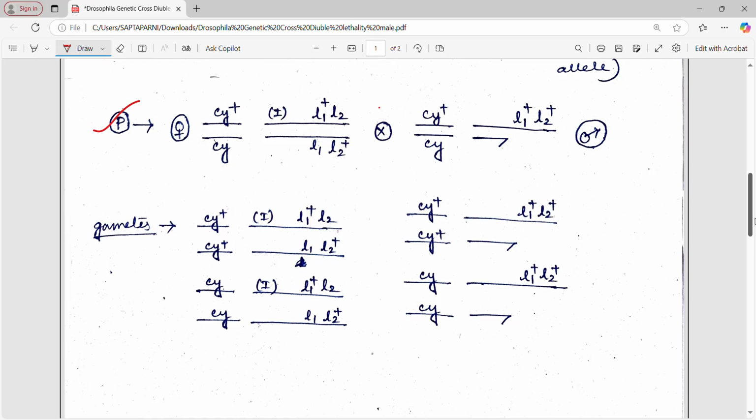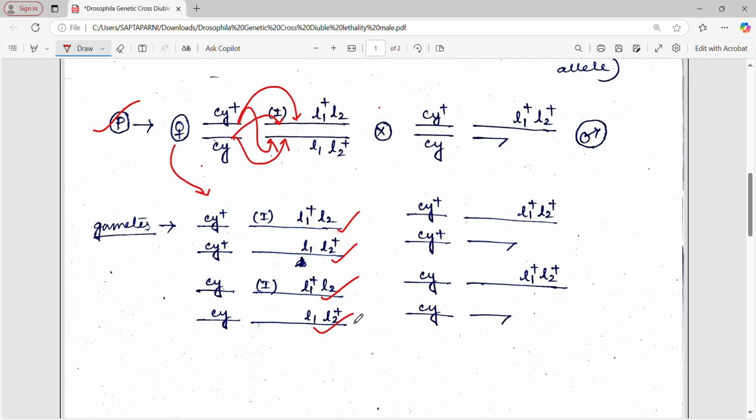See here, from the mother we can find four types of gametes. One will be CY plus and this X chromosome, that is L1 plus L2. Another one will be CY plus and this X chromosome, that is L1 L2 plus. Then CY and this X chromosome, that is L1 plus L2, and another one will be CY with this X chromosome, that is L1 L2 plus.